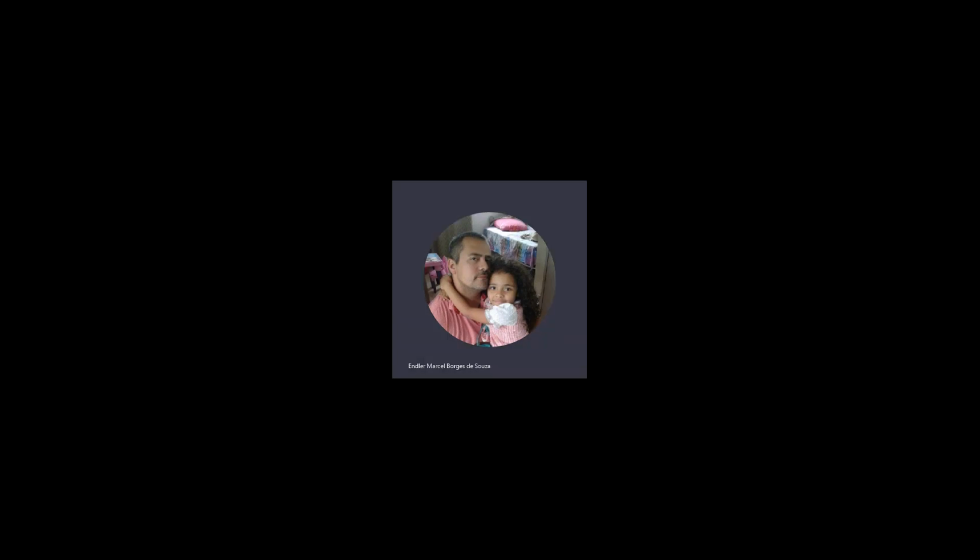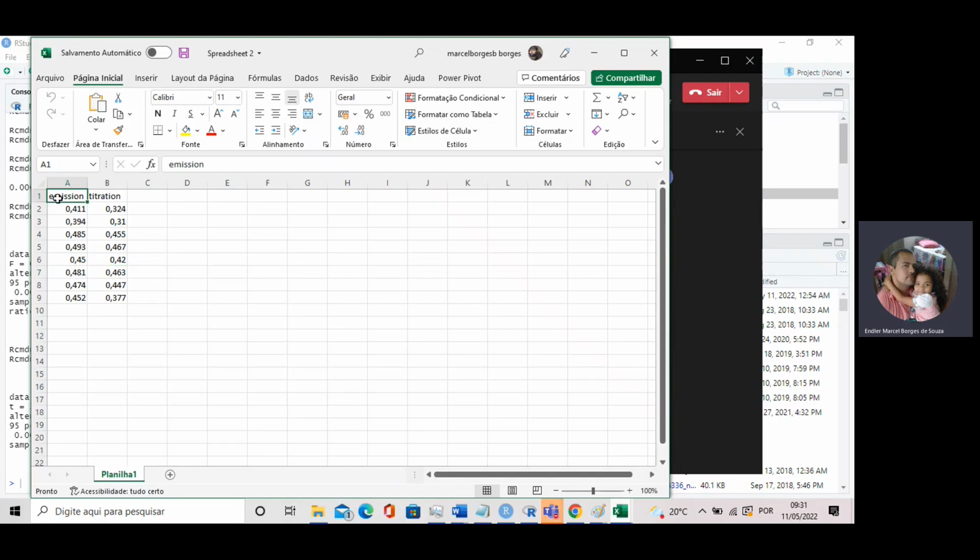In this video, we're going to talk about comparing two dependent groups. What is comparing two dependent groups? For example, in this spreadsheet that you can find in the link in this video description, we have the determination of the sodium percentage in Fritos.